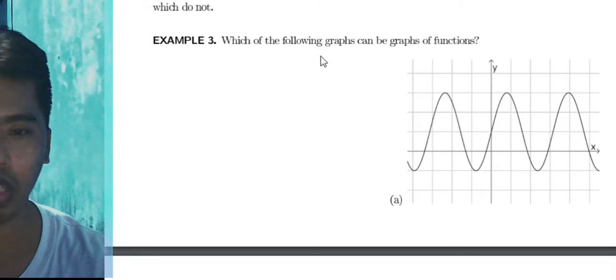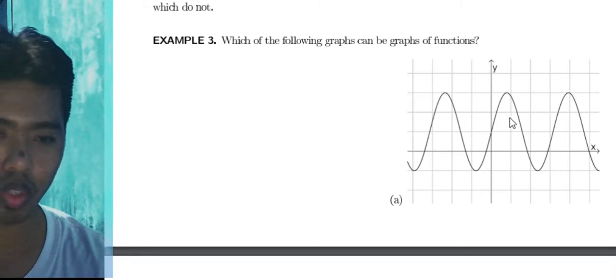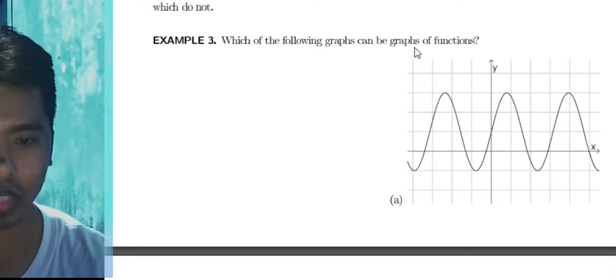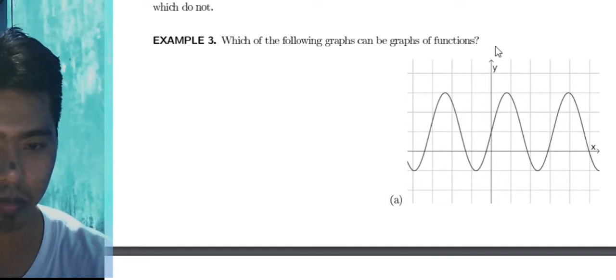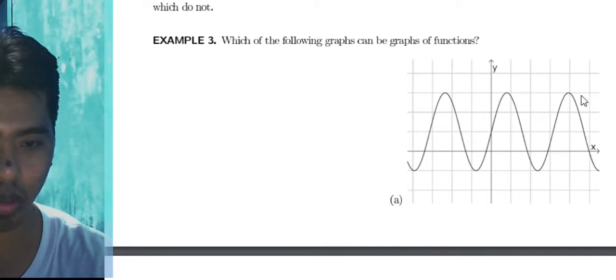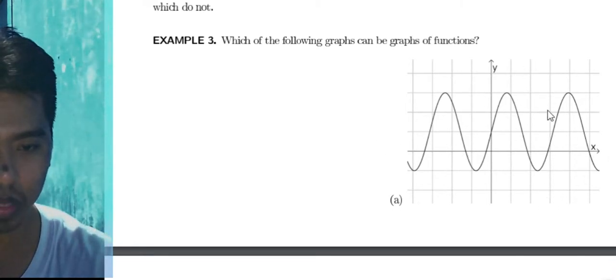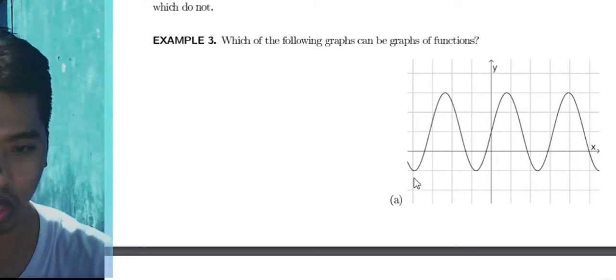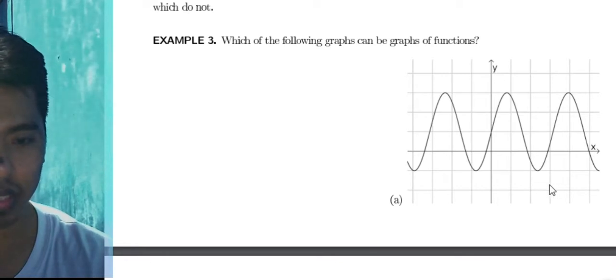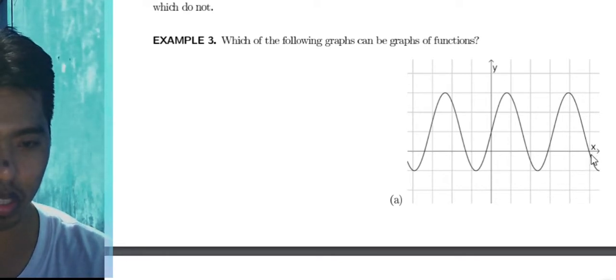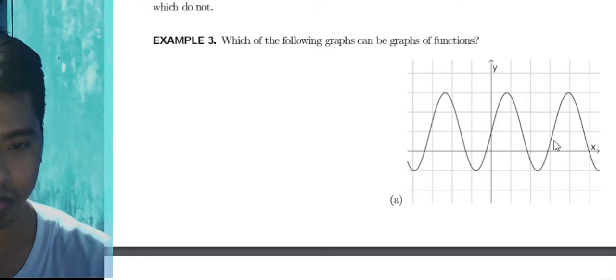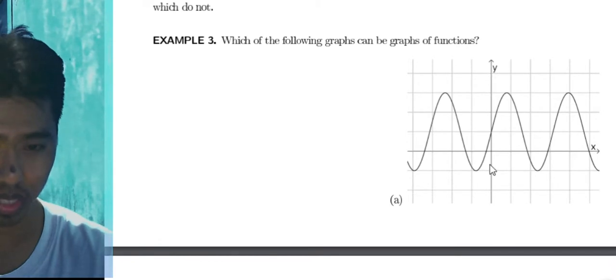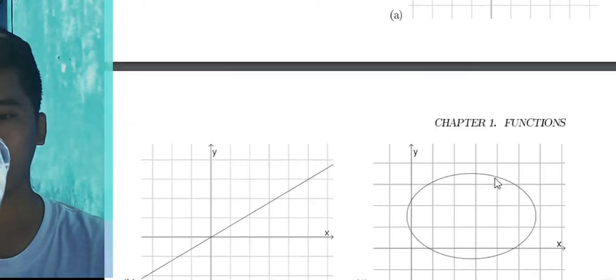Which of the following graphs can be graphs of a function? This A, in every vertical line, the vertical being the up and down direction, not sideways. So the vertical line test goes up or down like this. In every vertical line here, our graph has only one intersection, no matter where you look. So therefore this A is a function.